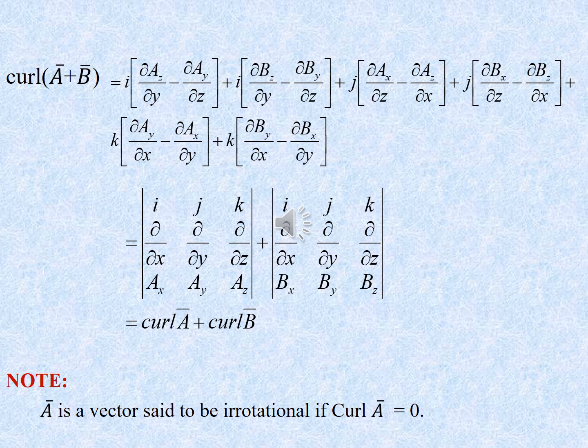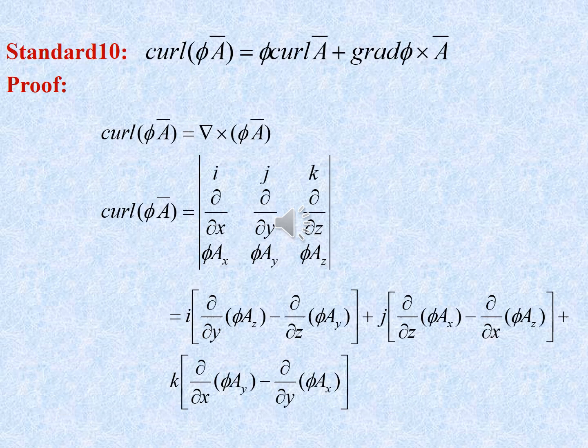Note: a vector A bar is said to be irrotational if curl A bar is equal to 0. Standard 10. Curl of (pi A bar) is equal to pi curl A bar plus grad pi cross A bar.